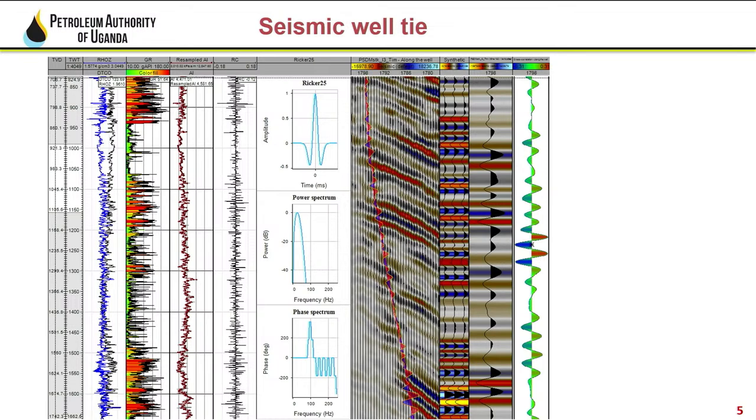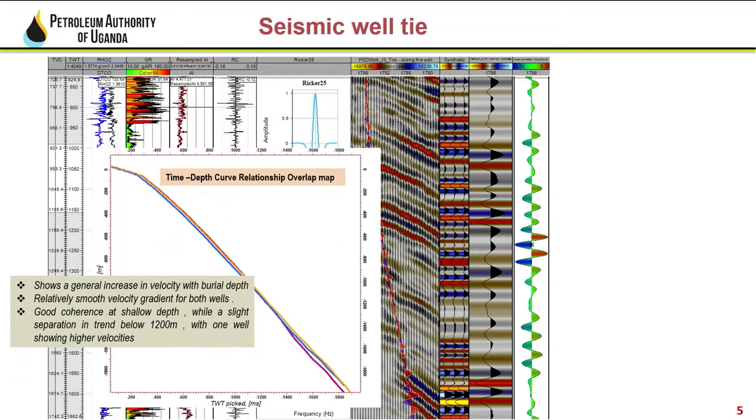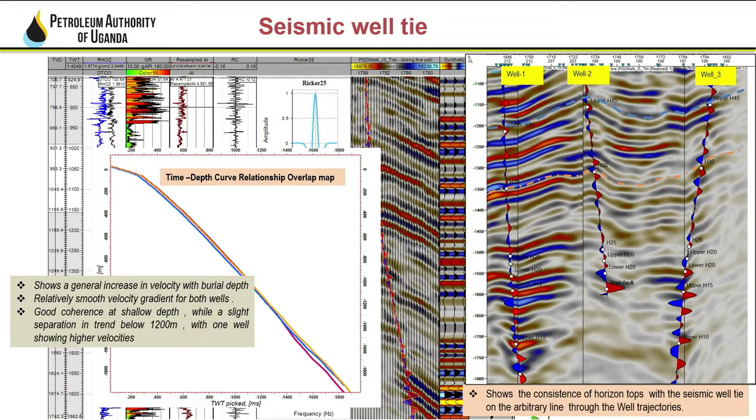In any geophysical study, as long as you have well data and seismic data, you must go through a process called seismic to well tie, because you're dealing with well data in depth and seismic data in time. So you must have a way of correlating those two data sets so that you can interpret them together. This shows the time-depth relationship and how the analysis was undertaken. After doing the seismic well tie, you again map it on your seismic and take arbitrary lines to ensure that your correlation has been done effectively.